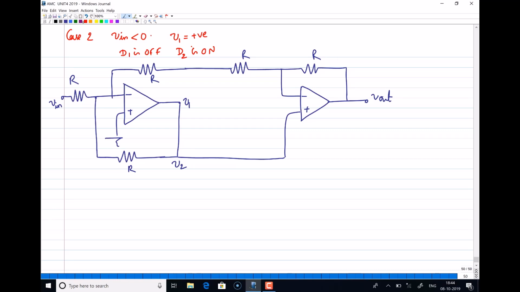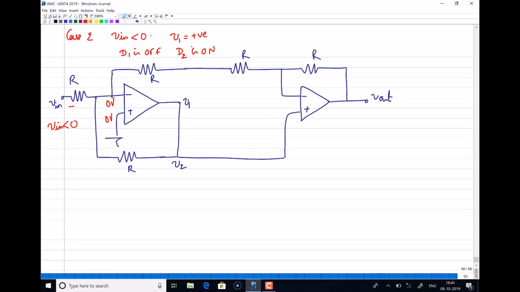Now let's see if Vin is less than 0. If your Vin is less than 0, you can still see that you have a negative feedback here, because from the negative you have a connection back to the positive, back to the output terminal. So you have actually a negative feedback established. There is no positive feedback as such, but there is a negative feedback, but through the second op amp. So now because of that, I can say both these points will be at zero voltage.